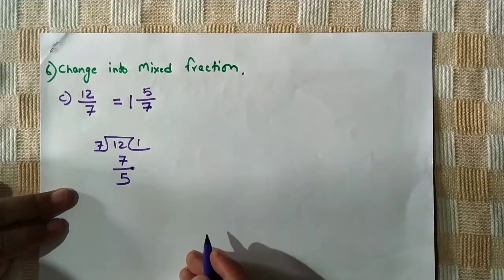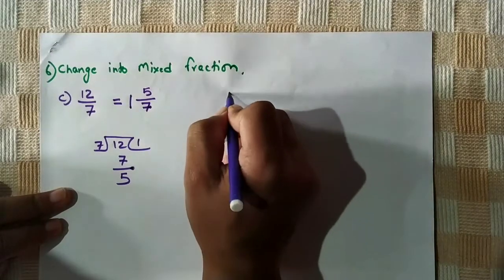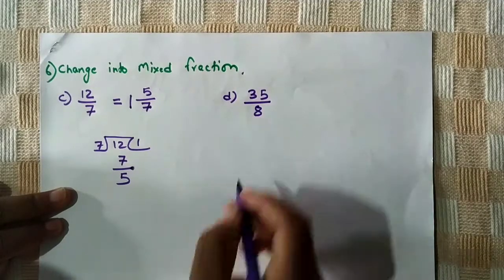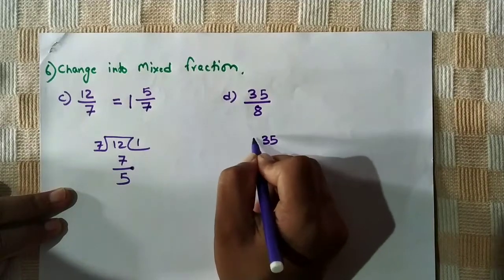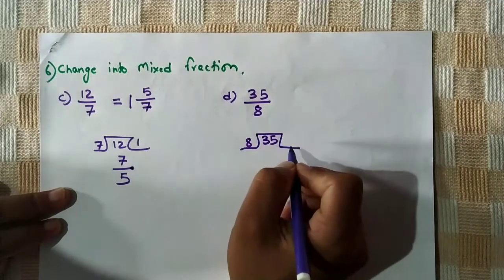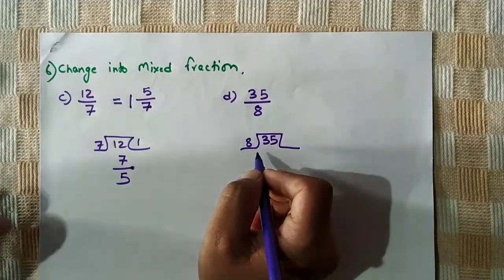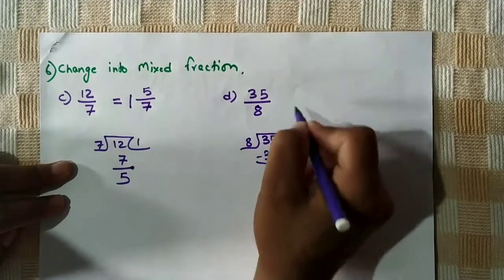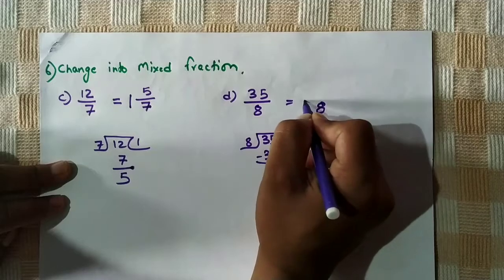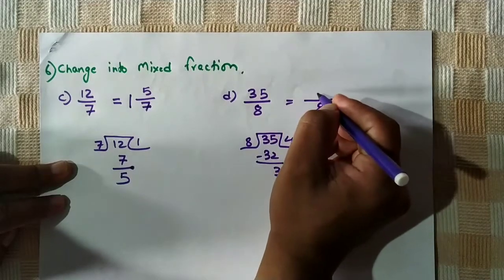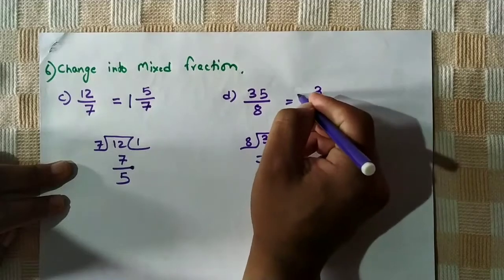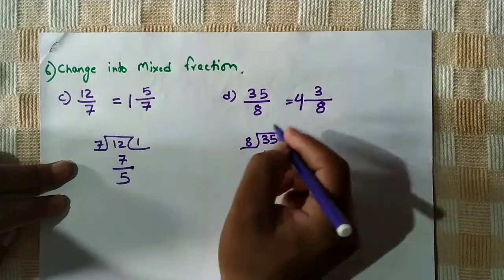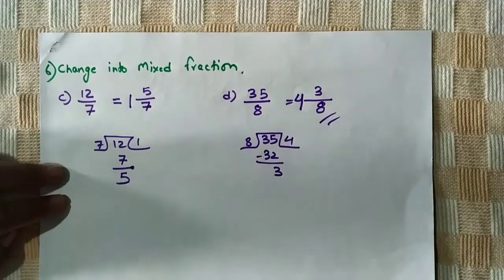And another one is, let's take D, 35 by 8. Let's divide 35 by 8. 8 4s is 32 and 3. The denominator will always be same. The remainder will go up, that is 3, and this 4 will come at the front. So 4 whole 3 by 8 is the answer of 35 by 8. So this has been changed into mixed fractions. Okay.